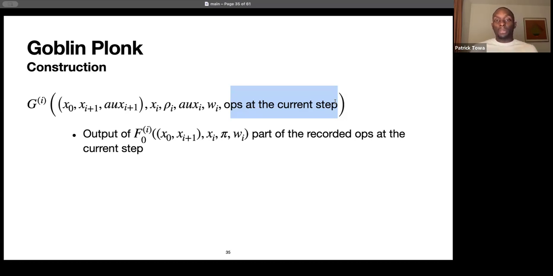And the first thing we're going to do is just make sure that the output of the cheap part is recorded in the operations at the current step. Now let's see how we're going to do the rest that I mentioned.